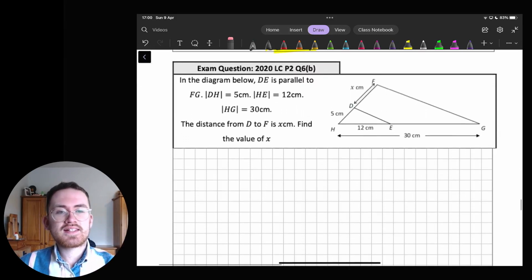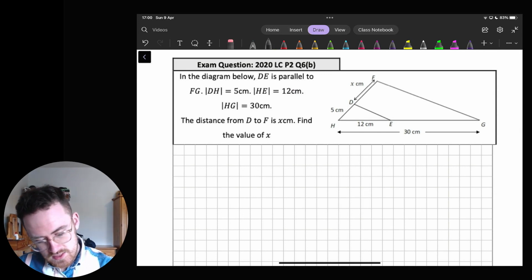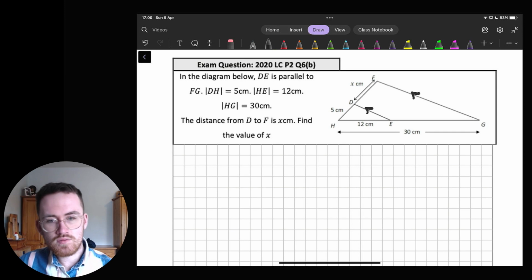We look then at an exam question that uses that. So in the diagram below, DE is parallel to FG. So let's make a note of that. DE is parallel to FG. Remembering those lines meaning parallel, we've seen it in all these diagrams, just writing it in so that we don't forget. DH is 5, that's marked in for us. HE is 12, HG is 30. The distance from D to F is x, find the value of x.